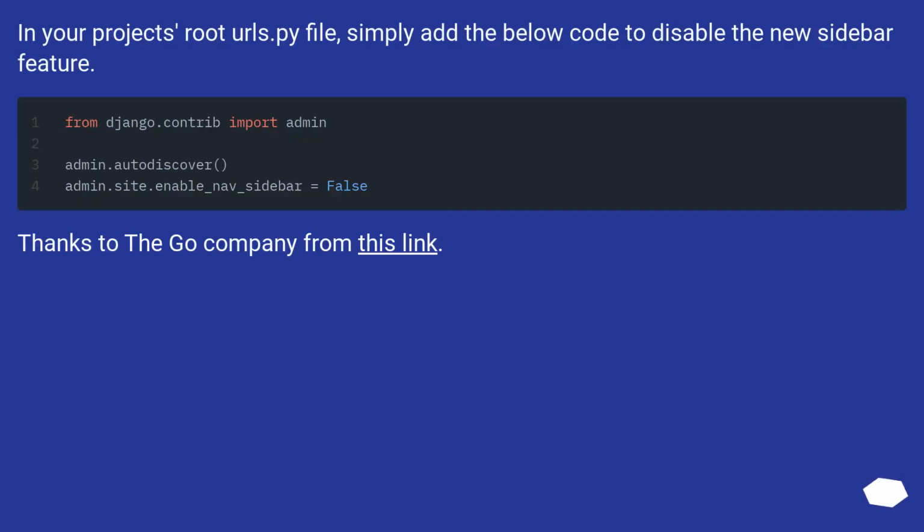In your project's root urls.py file, simply add the below code to disable the new sidebar feature.